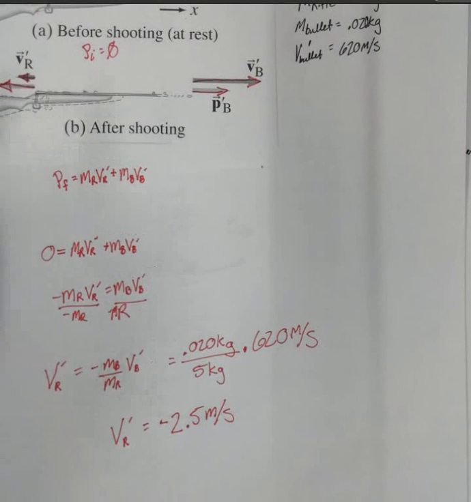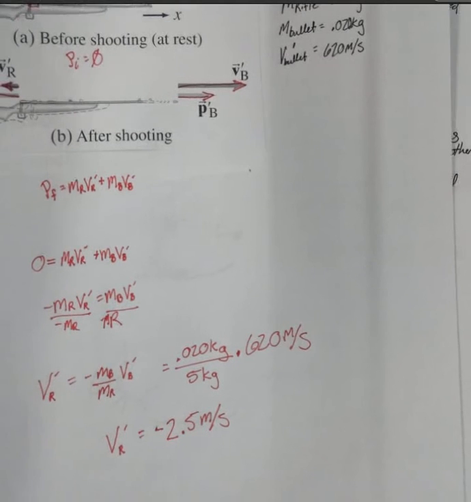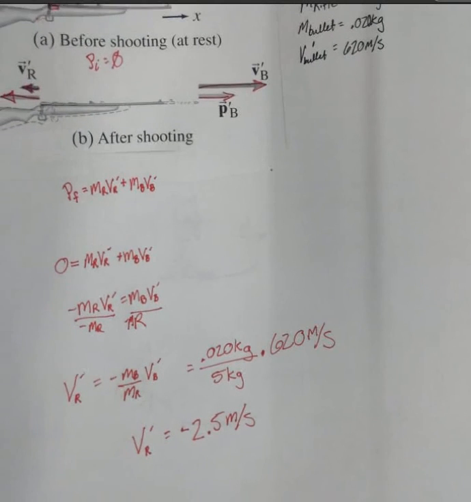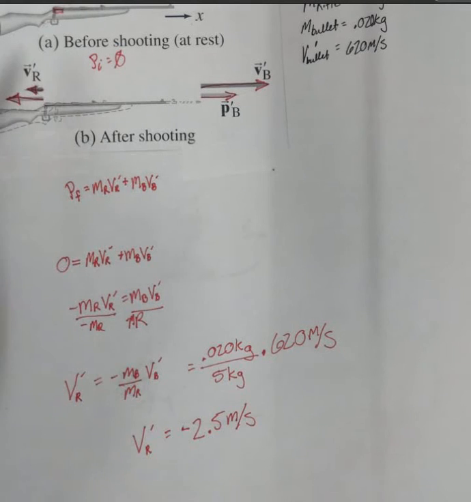So if the bullet moves forward, then the rifle must move backward. You can have less recoil if the bullet is smaller in mass compared to the mass of the gun, then the velocity of the gun on recoil will be less.